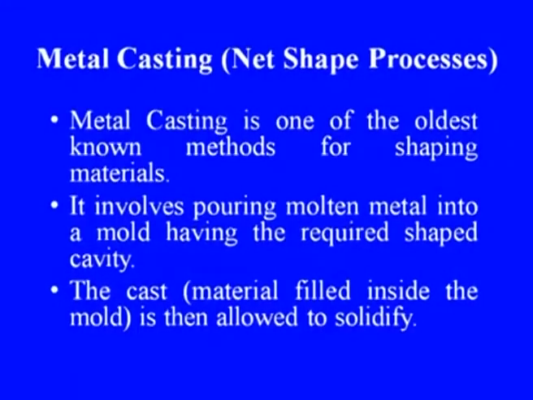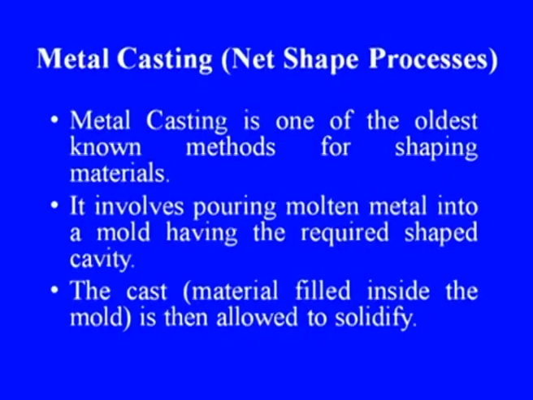Dear students, in this session we will discuss briefly the most widely used manufacturing processes. First, the metal casting, which is also called near net shape process. Metal casting is one of the oldest known methods for shaping materials.